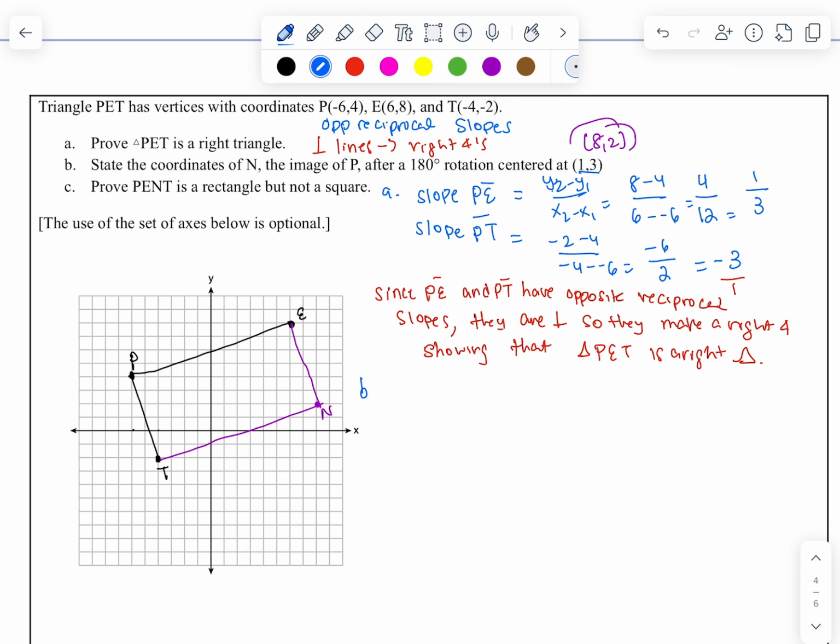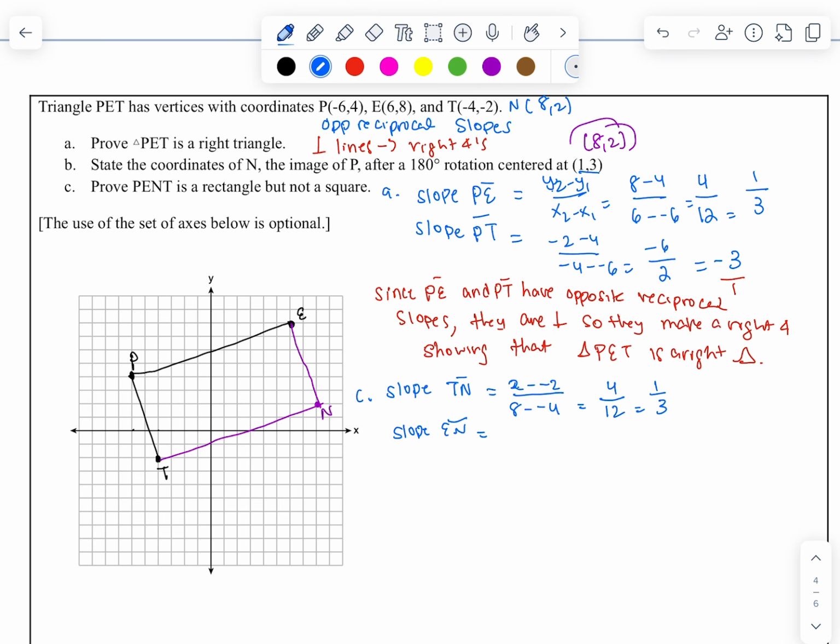So I'm going to just label this part C. So I'm going to find the slope of TN, and I'm going to find the slope of EN. So the slope of TN, and let me just write N over here so I can reference it for myself, because otherwise it's hard for me to see. So TN, 2 minus negative 2 over 8 minus negative 4. And that's 4 over 12, which is 1/3.